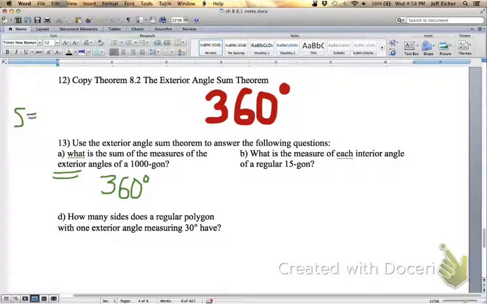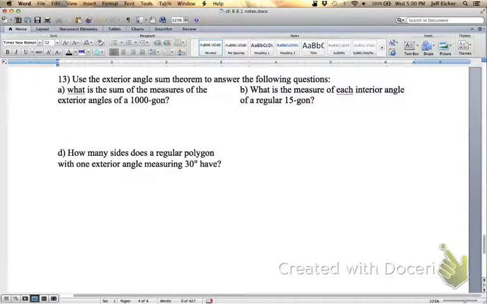The sum equals n minus 2 times 180. But you weren't asked to do that. What is the measure of each interior angle of a regular 15-gon? Now listen closely on this one.